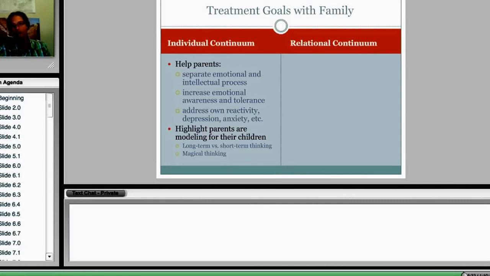And then just highlight that, like I said, you're modeling for your children. So the way that you handle these situations in the short term will play into how they handle them in the long term. You can help confront magical thinking. There are times where you'd like to believe things your children are telling you, or you see some magical thinking from them, and you can highlight that by telling them what you're experiencing emotionally about that, but also what you know to be true.